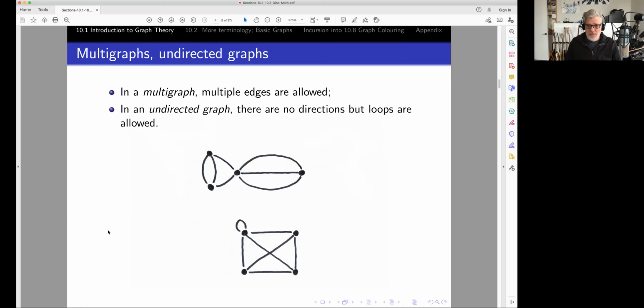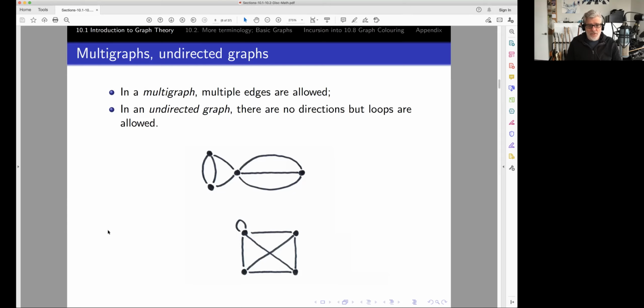Multigraphs, I will mention them here and maybe once in a while, but just to let you know that these things exist. A multigraph allows multiple edges between the same two vertices. We're not really going to consider these here, okay?